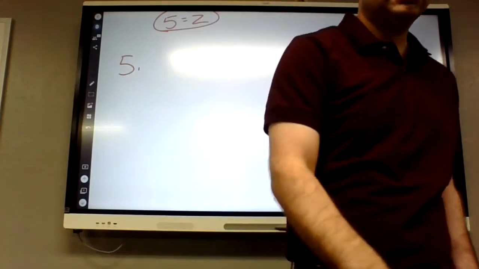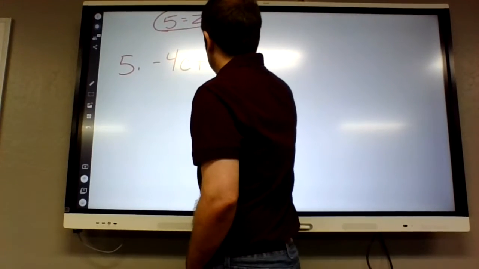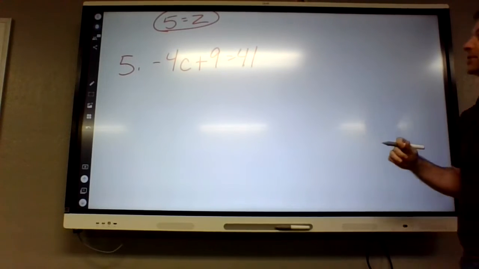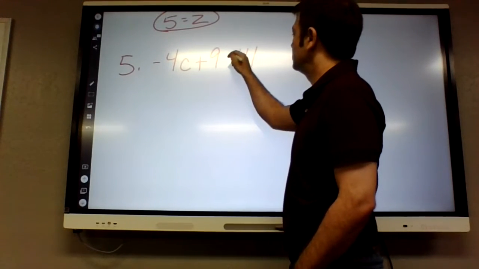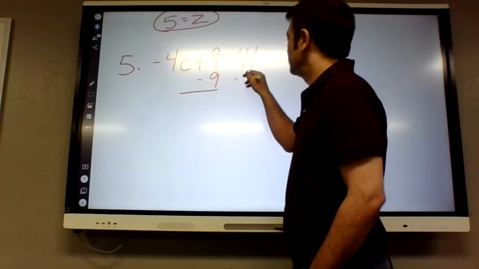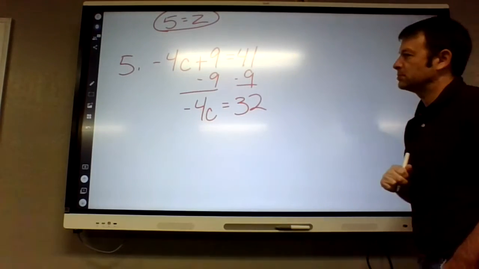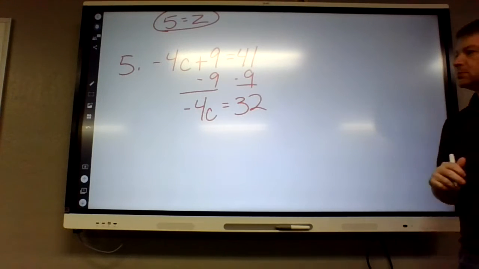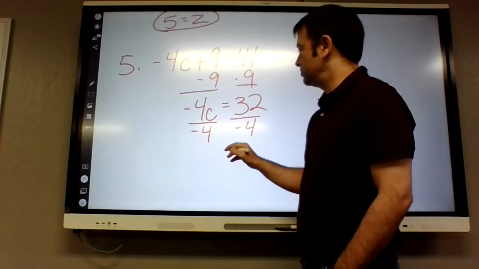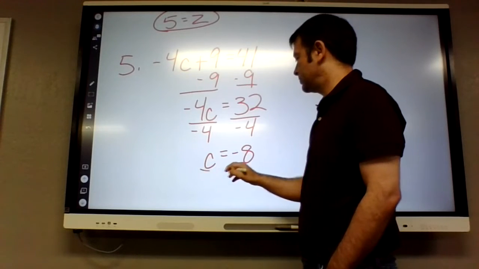Number 5. Negative 4C plus 9 equals 41. All right, Jaden, what should we do first? You should do minus 9. Minus 9. And then you should divide by negative 4. What is 32 divided by negative 4? Negative 8.